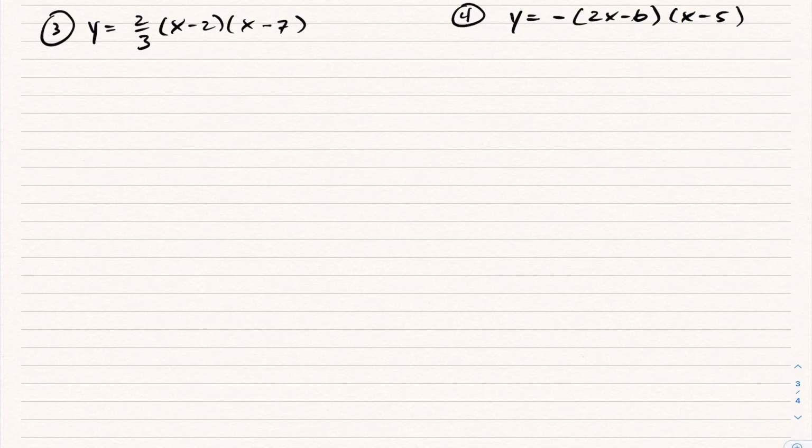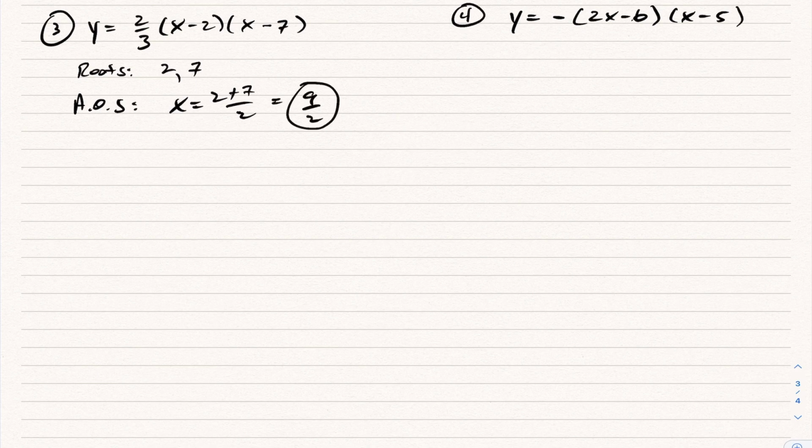Okay, so taking a look at the next question here, notice here, again, this is in proper factored form. So first thing is to find the roots, right? So like we've discussed already, the roots for this would be 2 and 7. So now if I want to go ahead and average these out, I can find my axis of symmetry. 2 plus 7 divided by 2. So you're going to get 9 over 2 for your axis of symmetry.